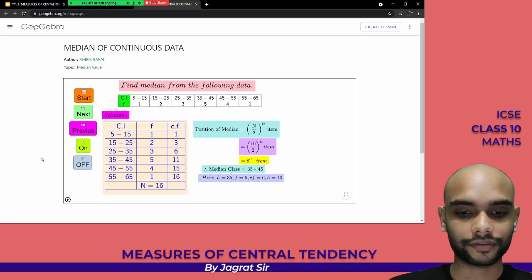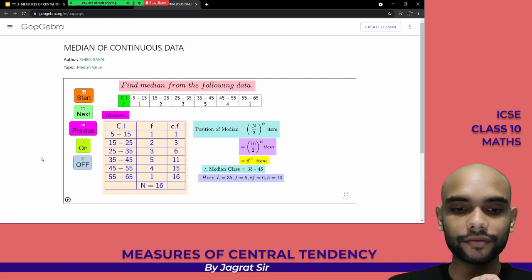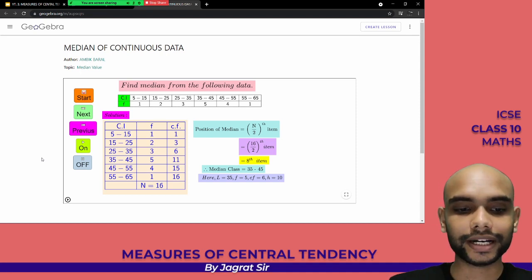Now we have a formula, so that's where these terms are coming from. L is equal to 35, the lower limit of the median class. Please note down, L is the lower limit of the median class. Then what is F? F is the frequency of the median class. So for 35 and 45, the frequency is 5. Now CF. CF is the cumulative frequency of the class preceding the median class. Your median class is 35. Cumulative frequency of the median class is 11, but we don't have to write it. We have to write the cumulative frequency above that. That is 6. So that is considered. And H is the difference between all these classes, like 5 to 15. So that is 10. So you would be having a continuous difference, that is 10.